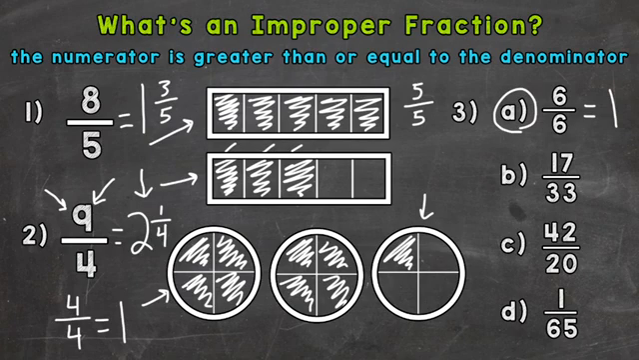Choice B, we have 17/33. So the numerator is less than the denominator. That's what we call a proper fraction. So this is not improper. Now choice C, our numerator 42 is greater than our denominator of 20, so we have an improper fraction there. And lastly, D, we have 1/65. So the numerator is less than the denominator. Choice D is proper, therefore not improper.